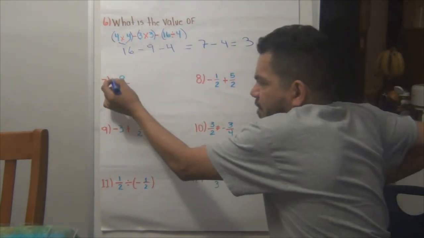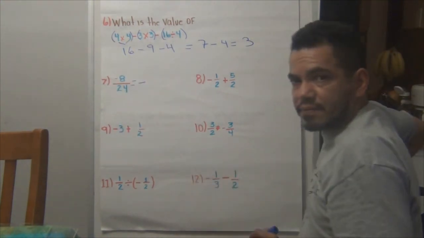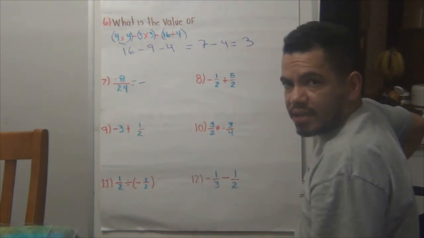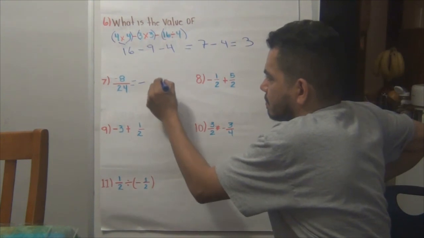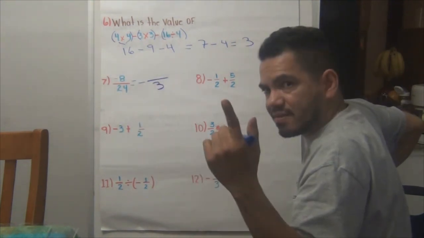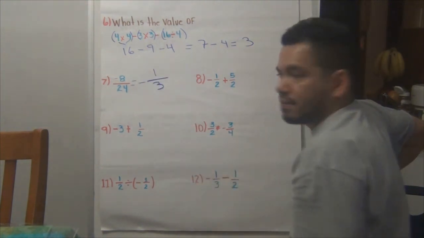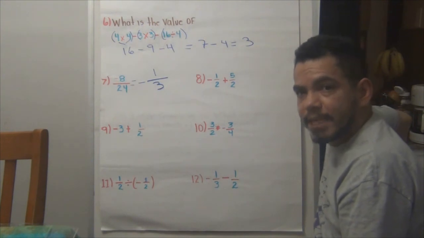So let's see now. First, negative divided by positive is negative. Can 24 be divided by 8? Yes. Can 8 be divided by 8? Yes. Negative 1/3? Yes.